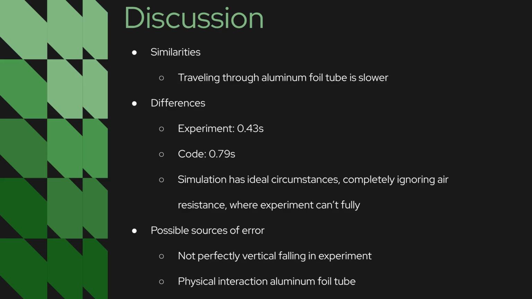For discussion, one similarity is that traveling through the aluminum foil is slower than if you weren't. Some differences: in the experiment, it took 40.43 seconds, whereas the code took 0.79, and the simulation has ideal circumstances, which completely ignores air resistance, whereas the experiment can't. And for possible sources of error, it's not perfectly vertical falling in the experiment, and physical interaction with the tube messing with the falling speed.